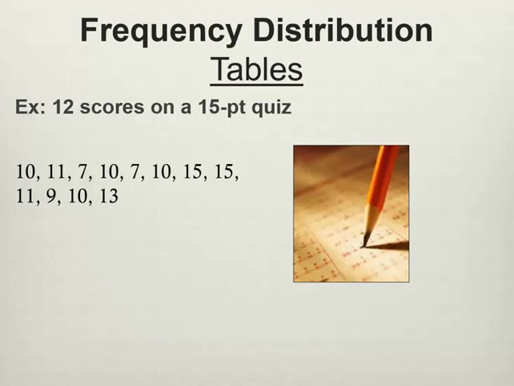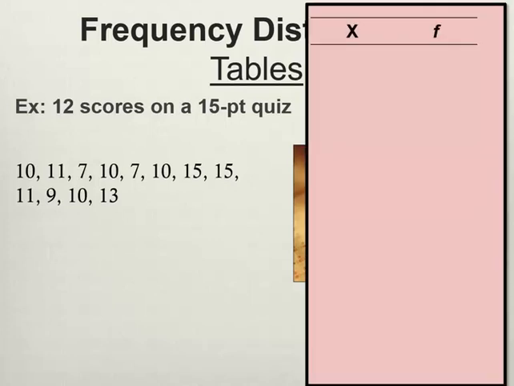But anyways, you can see with even a small data set like this, just 12 scores on a 15-point quiz, this is a fairly labor-intensive exercise, right? Imagine trying to do this with a really large data set. So to make things easier on ourselves, what we can do is group these scores into a frequency distribution table. This will help us visualize the data a little bit easier.